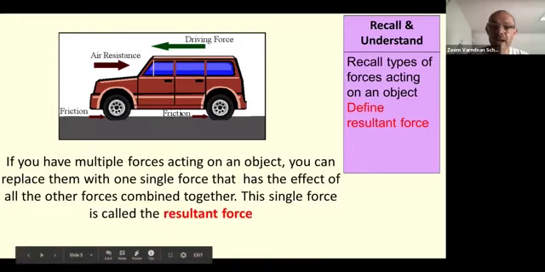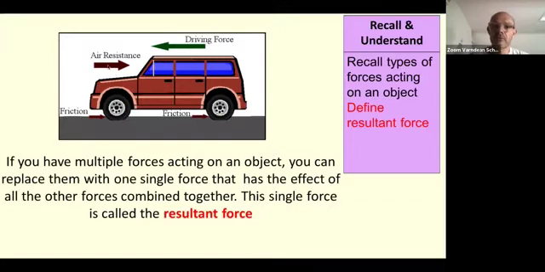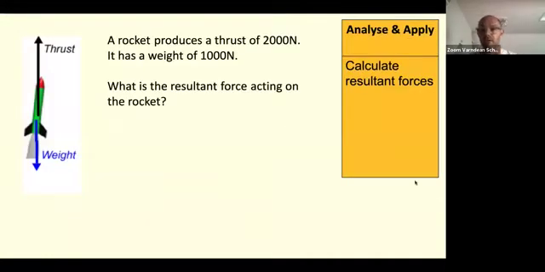And what we do is we add them all up. So let's say driving force was 50. If air resistance was then 30 and friction was 10 and 10, we've got 50 going to the right and we've got 50 going to the left, so our resultant force would be 0. The single final force that you find is called the resultant force. It's not always 0. Let's have a look at another one.